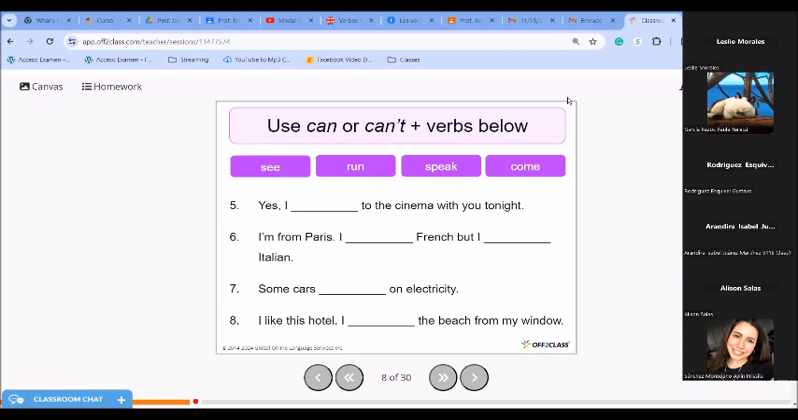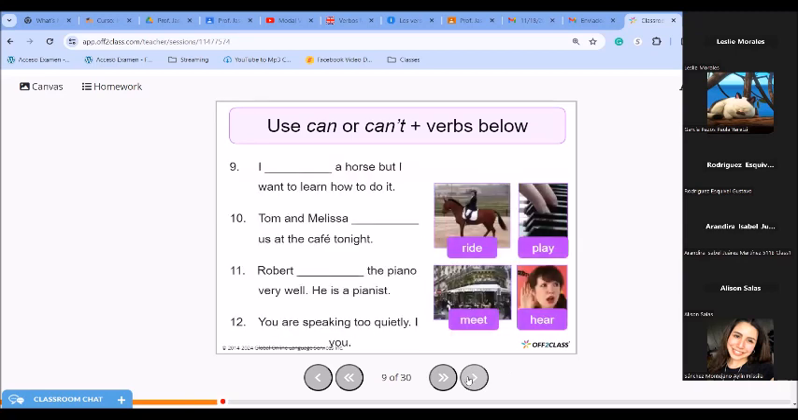Some cars can run on electricity. Good. And Alien, number 8. I like this hotel. I can see the beach from my window. Perfect. All right. So notice how we tackle ability. Let's keep going. Back to Rafael.